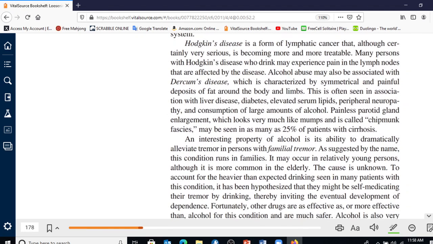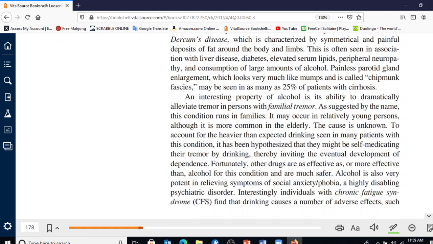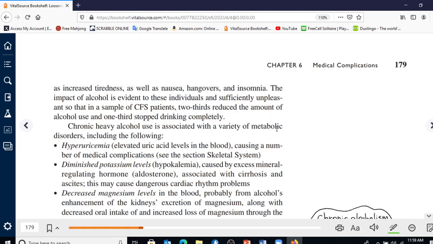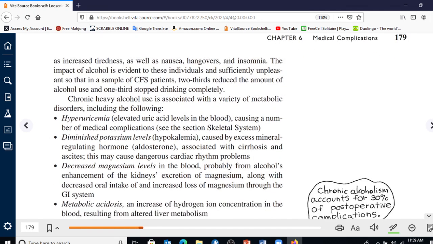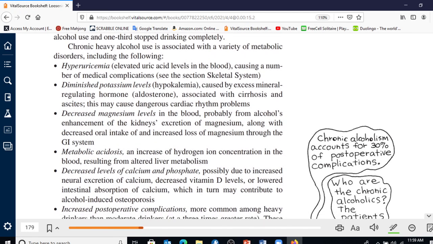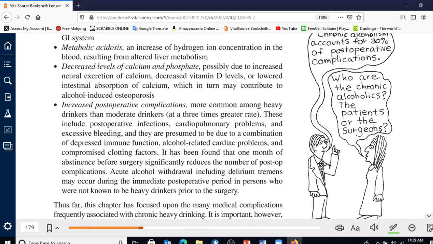Hodgkin's disease, lymphatic cancer, is exacerbated by alcohol use. Familial tremor, something that runs in families and can occur in relatively young people, is exacerbated by alcohol use. Chronic fatigue syndrome runs in families with alcohol use. Alcohol is associated with a variety of metabolic disorders over on page 179, including hyperuricemia, which is elevated uric acid, diminished potassium levels, decreased magnesium levels, metabolic acidosis, decreased levels of calcium and phosphate, and increased postoperative complications.